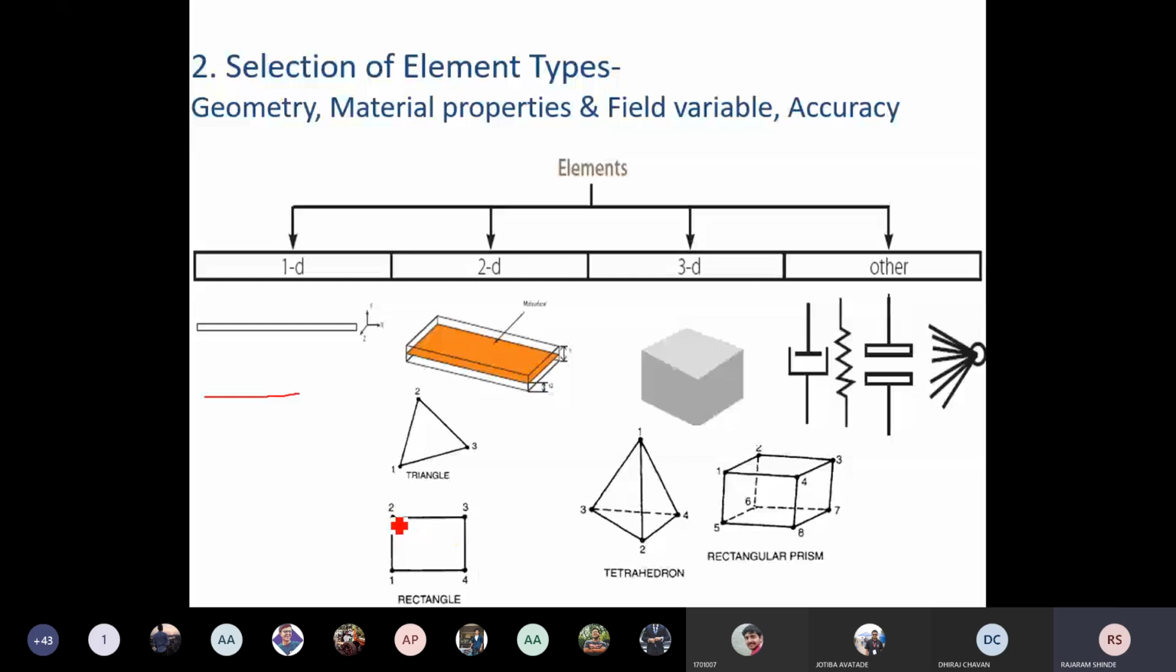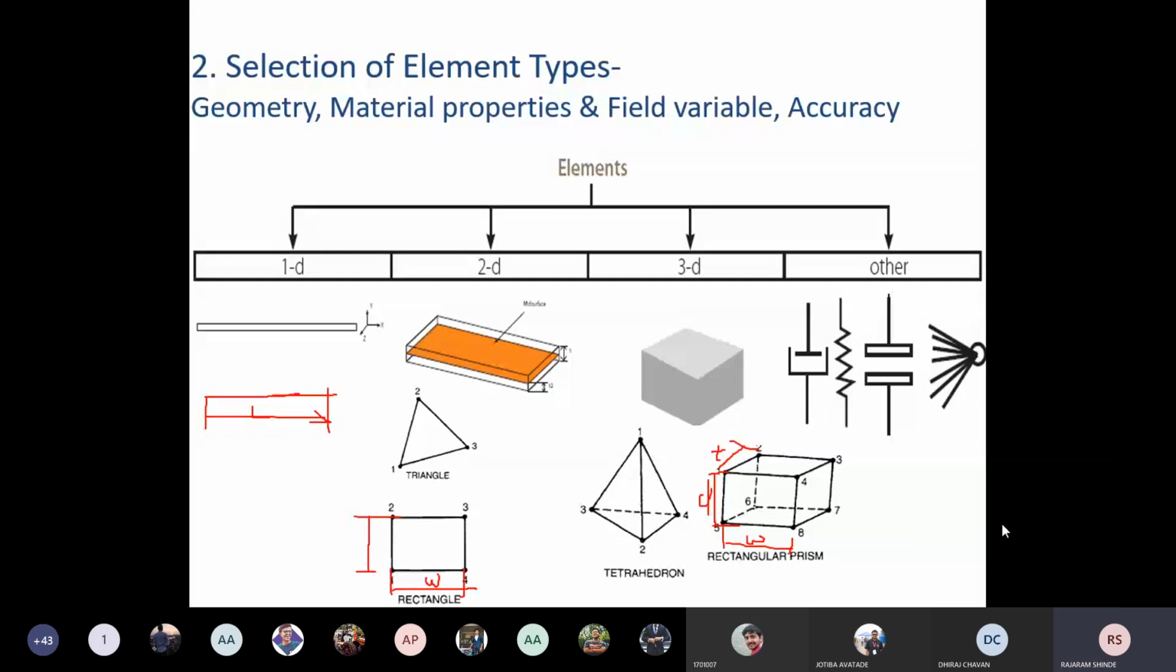A line has only one dimension, length. A triangle or rectangle has two dimensions, depth and width. Now, these three are the three dimensional elements. They require width, depth, and thickness. A triangle is not one dimensional. This is the basic thing.